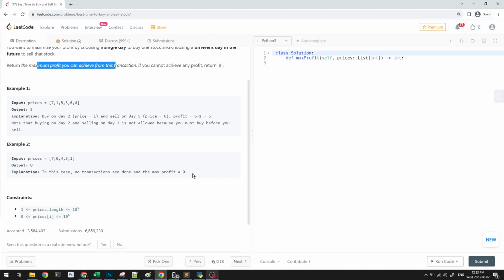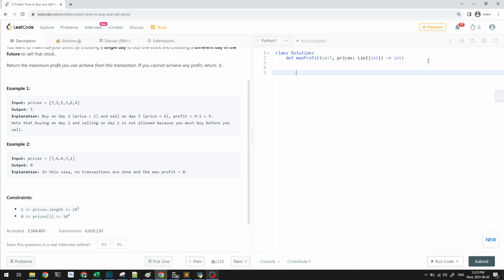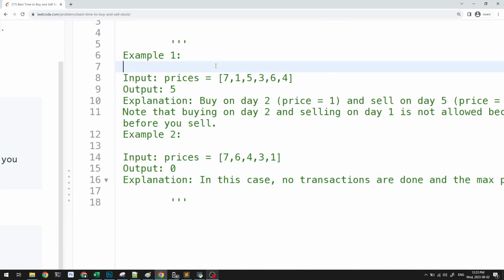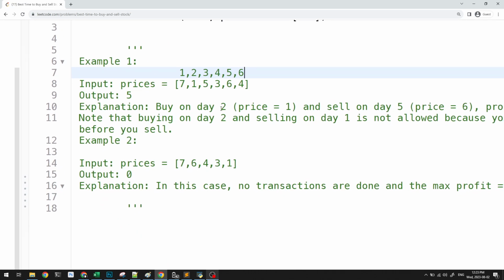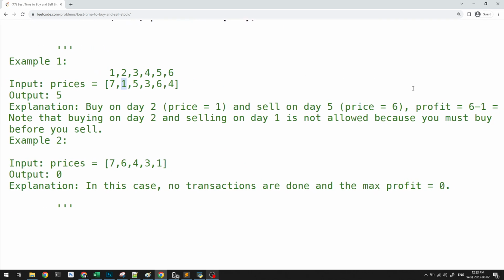So let's take a look at the examples to see how they arrive at these conclusions. So I will paste this in here. In the first example, we have these set of prices, and I will just mark down the days here, 1, 2, 3, 4, 5, and day number 6. We can see that if we buy on day number 2 at a price of 1 and sell on day number 5 at a price of 6, then we have our answer, which is a profit of 5. And we can actually see that this is the max profit we can achieve.